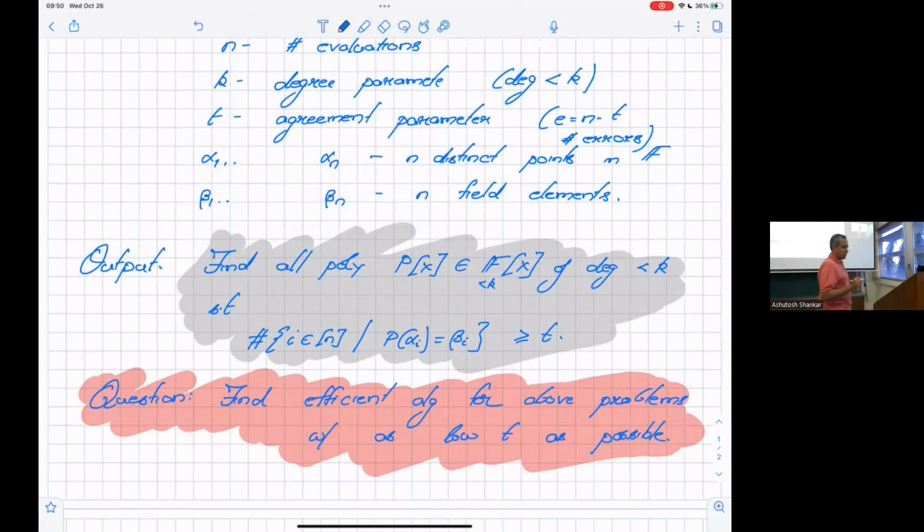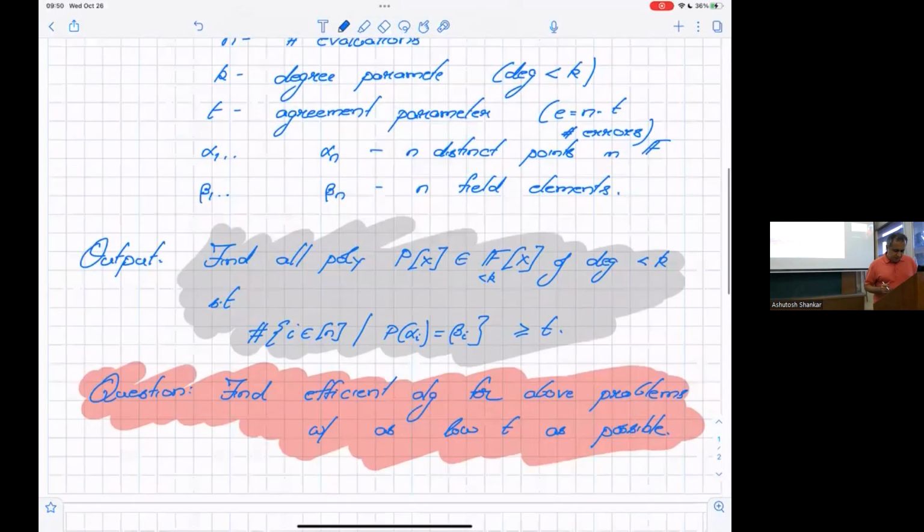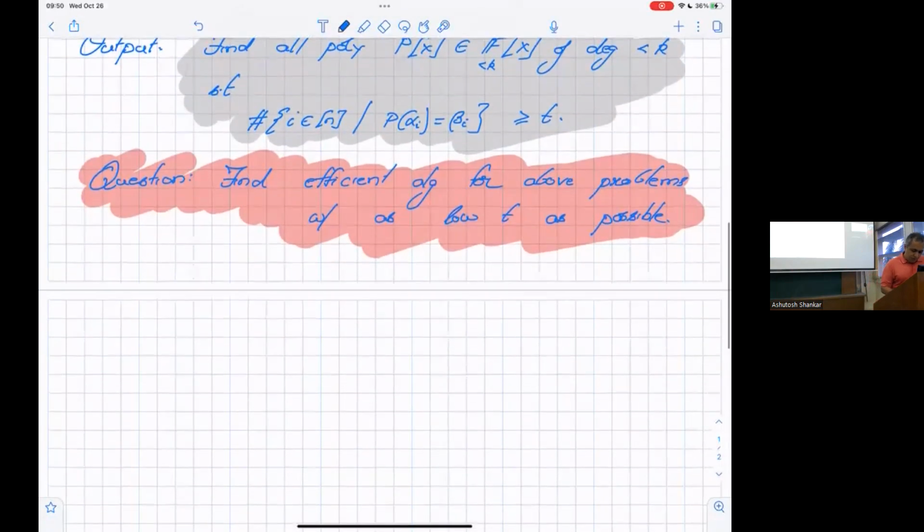So let's just remind ourselves of a few things. In observation, t greater than (n plus k) by 2. This is exactly the unique decoding radius.